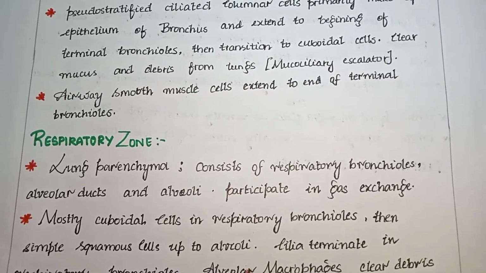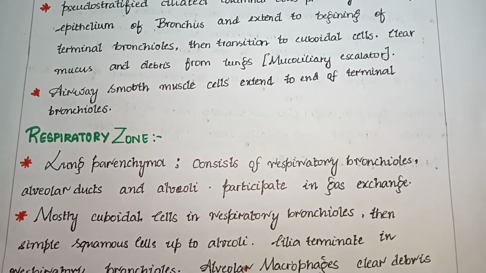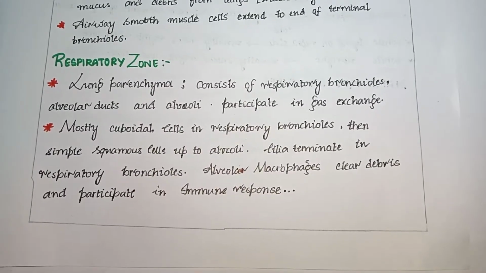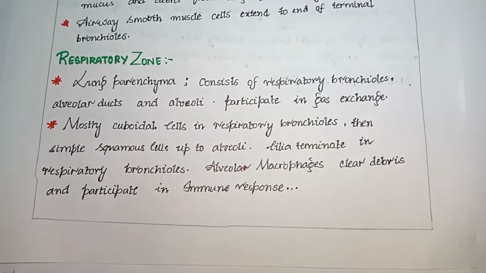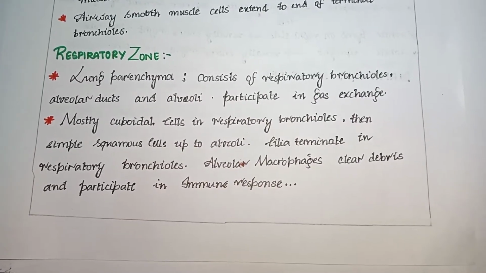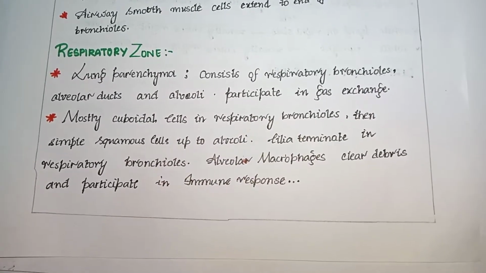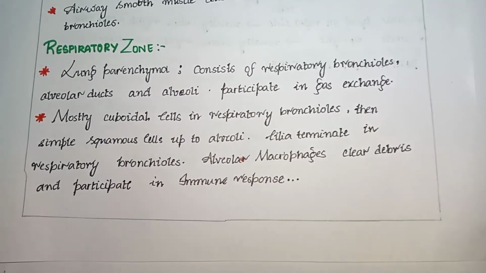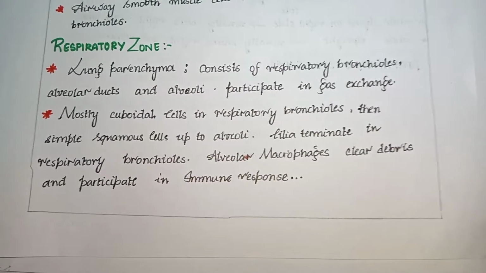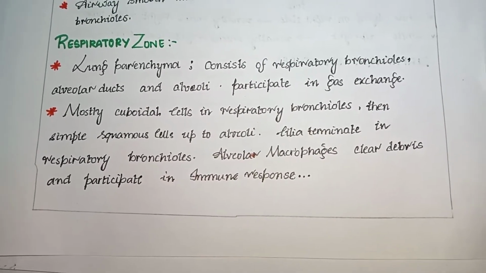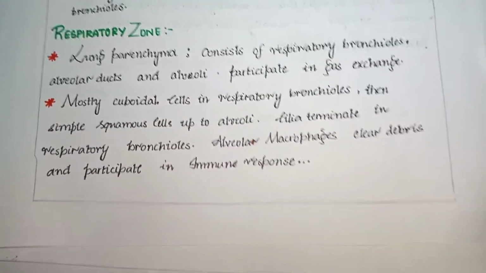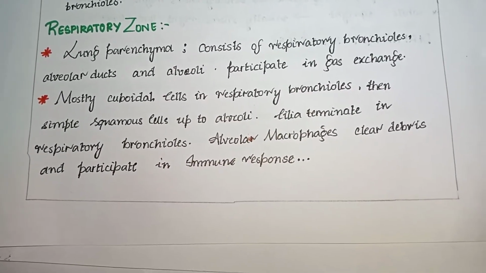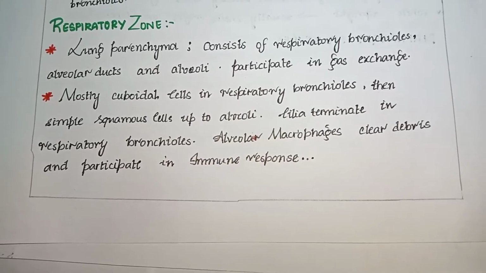So the other zone is the respiratory zone. The respiratory zone consists of lung parenchyma, and it consists of respiratory bronchioles, alveolar ducts and alveoli, which participate in gas exchange. Mostly cuboidal cells are in respiratory bronchioles, then simple squamous cells up to the alveoli. Cilia terminate in respiratory bronchioles. Alveolar macrophages clear debris and participate in immune response.